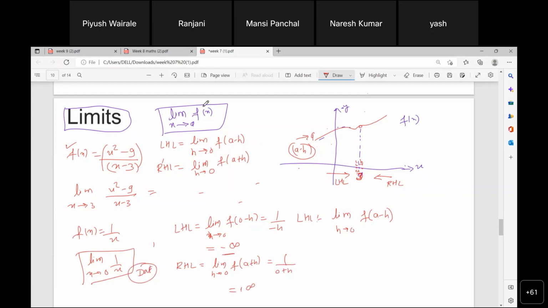So just check, if you want to find out whether this limit exists or not, just consider the left hand side limit and right hand side limit, okay? If they are equal, then we can say the limit exists. It is not equal to f of a. Remember that it is not equal to f of a.